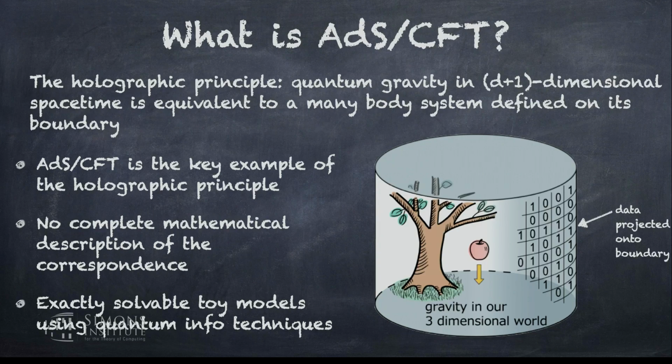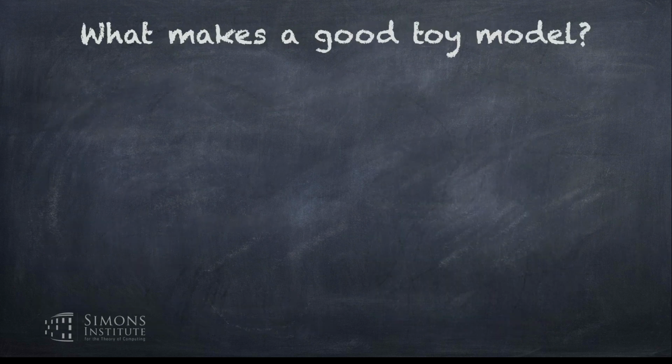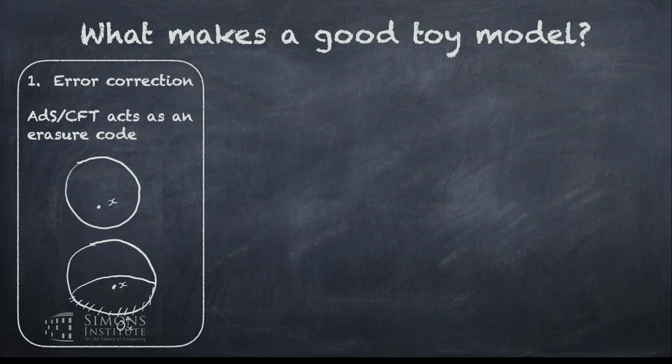So when I say a toy model of ADS-CFT, what do we want from a toy model? What features should some model have to be a good toy model of ADS-CFT? Well, first of all, this duality is expected to be an error-correcting code. And this relation to quantum error correction is, I think, one of the main reasons why people started looking at using techniques from quantum information theory to study the duality.